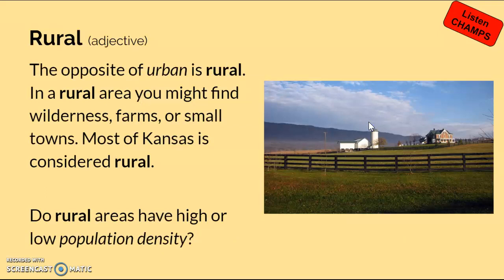The opposite of urban is rural. In a rural area, you might find wilderness, farms, maybe a few small towns. Most of Kansas is considered rural, even though there are quite a few small towns scattered throughout the state.